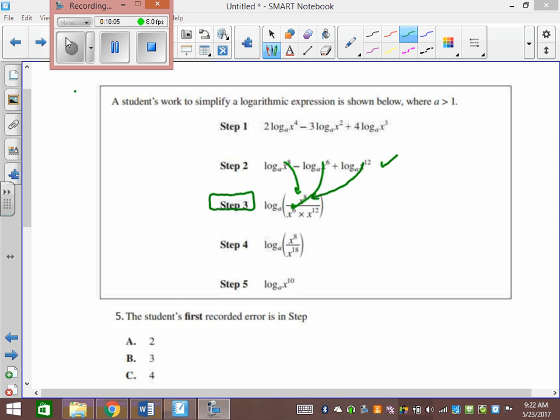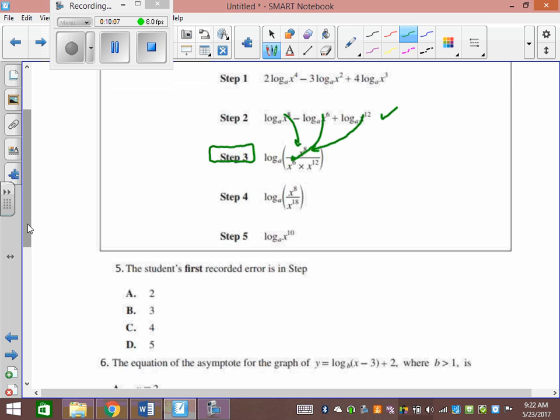Step 3. Now, where he first recorded his error, people, if you're like, but it's in his brain in between 2 and 3, he messed this up. So is it 2 or 3? It's where he first recorded his error. When's the moment he wrote down his error? Here, this is an error. This is not an error. It's 3. Okay?